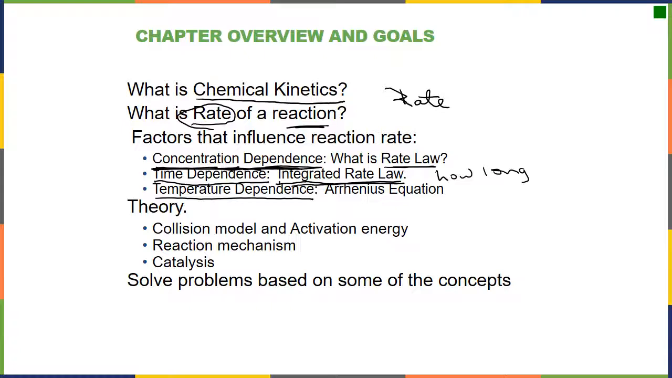We know that if we want to slow down a reaction, we're going to cool it down. If you want to slow down how fast food decomposes, put it in the freezer. It gets nice and cold. The temperature dependence is going to be described in the Arrhenius equation. And then we are going to talk about the theory behind chemical kinetics and do problems on these concepts.